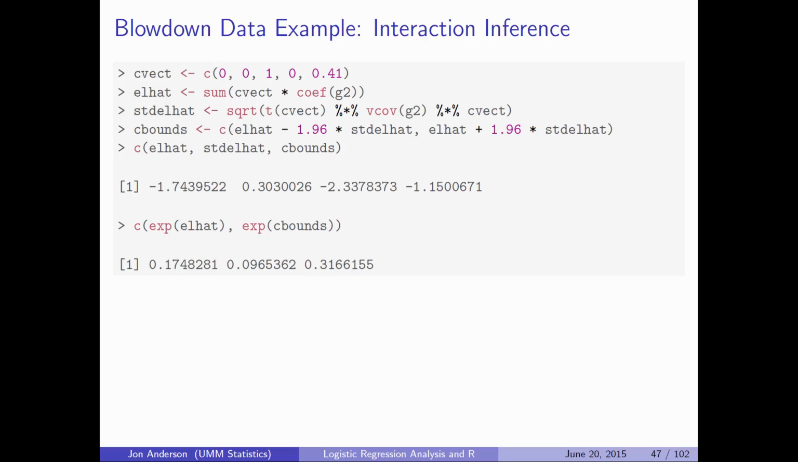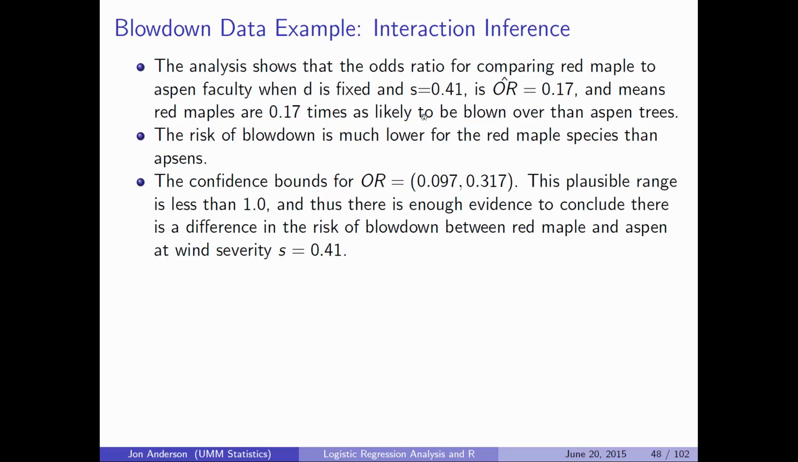Remember, we saw that before, that at any severity, red maples were much less at risk to die than aspens. And so this is saying that red maples have 0.17 times the risk of death as an aspen for a severity of 0.41. Confidence bounds all below 1. So the interpretation here is clear evidence that red maples have less risk of death than aspens at this particular severity. Confidence bounds for the odds ratio all below 1.